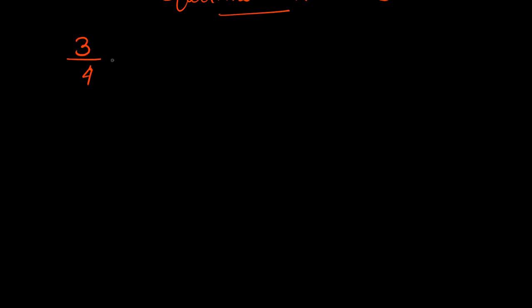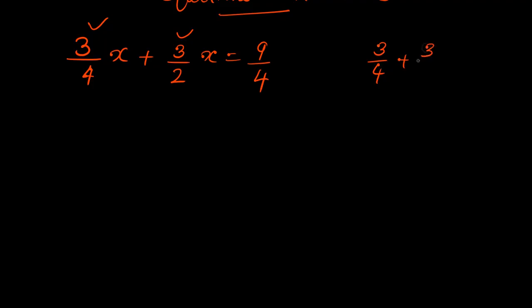3 over 4 x plus 3 over 2 x is equal to 9 over 4. So the left side has two terms, both have the variable x, so we have to combine them first. What is 3 over 4 x plus 3 over 2 x? We have to add 3 over 4 and 3 over 2. The LCM of 4 and 2 is 4, so there is no need to do anything here.